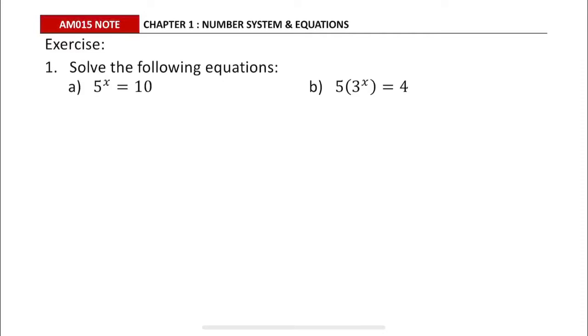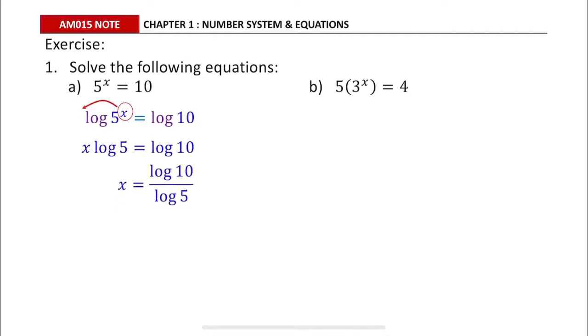By taking log on both sides, we can apply the power rule where we transfer x to the front of the log. Then we can solve for x. The answer can be expressed in three significant figures.